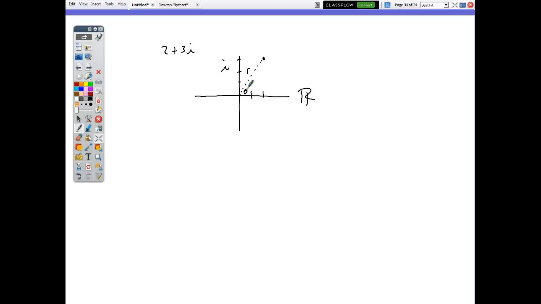So it'll be 2 and 3, but it's not 2 and 3. I need an angle and how far it is. So how to describe how far it is? Let's do angle first. So tangent of theta is equal to 3/2 because it's opposite over adjacent. So theta becomes the arctan of 3/2.